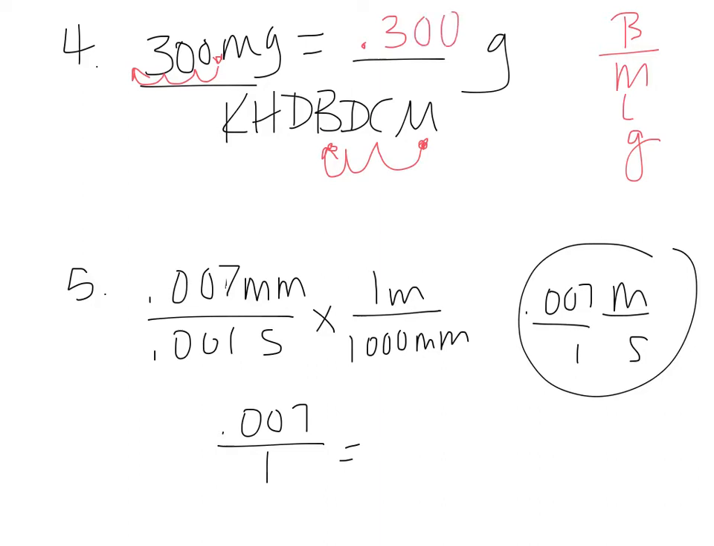Down here, I set it up: 0.007 millimeters over 0.001 seconds. We need to end up in meters per second, so 1,000 millimeters equals 1 meter. These are going to cancel out, so I do 0.007 times 1, and then I do 0.001 times 1,000, and I end up with 0.007 over 1, and that gives me my answer, which is 0.007 or 7 thousandths meter per second.